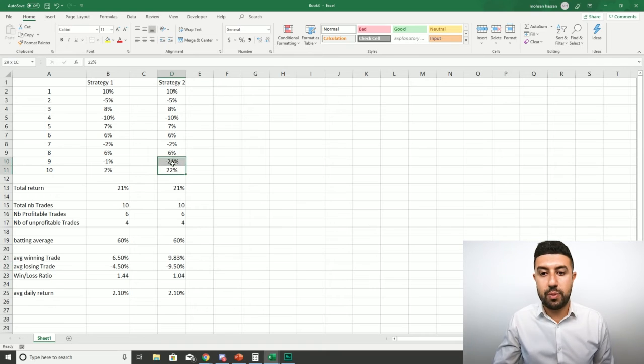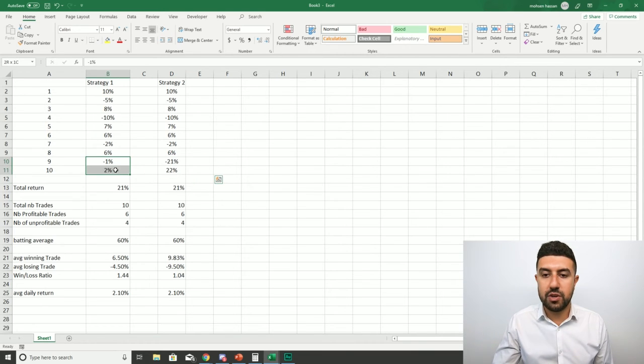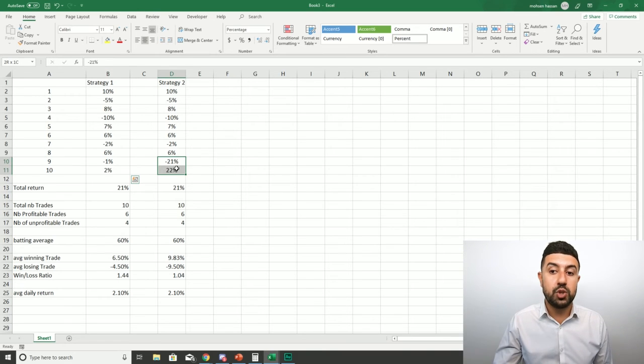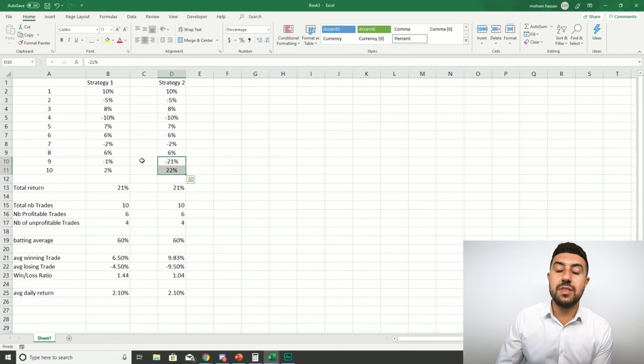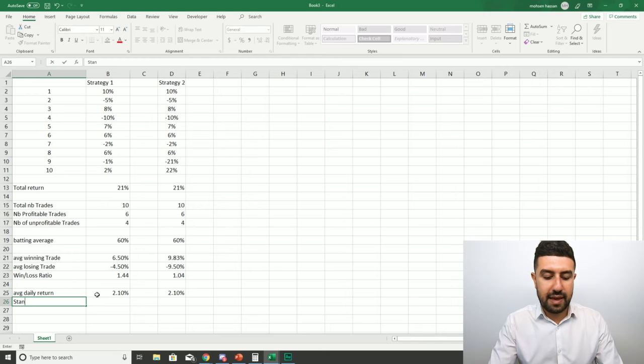We know that this one is way more volatile because the only different trades are these ones, where these ones are way more volatile. Even though these two trades together, -1 plus 2, give us 1%, and -21 plus 22 gives us the same thing, 1%. So even though the return is the same, they were more volatile, more risky. So we need to calculate the standard deviation.